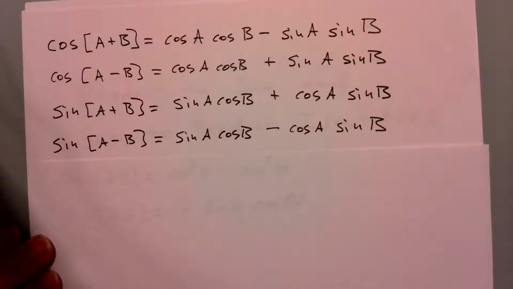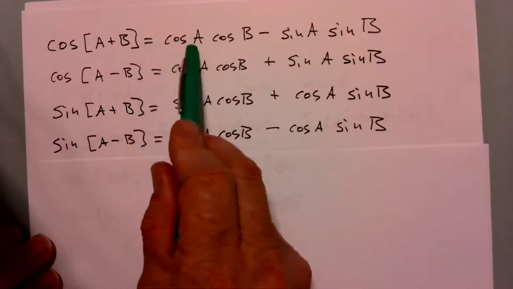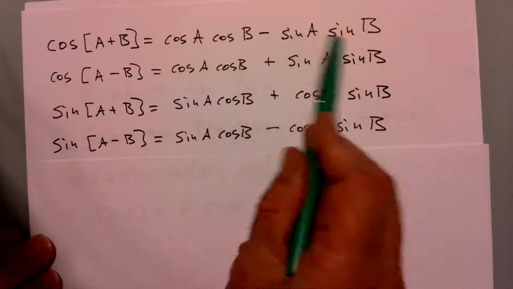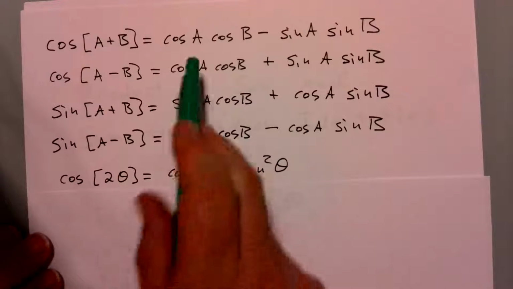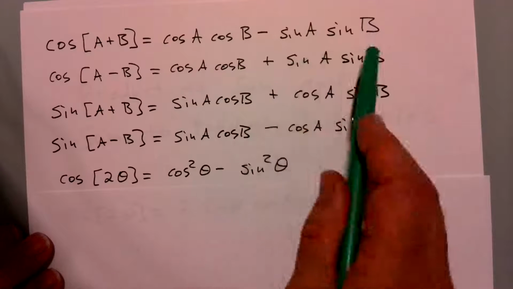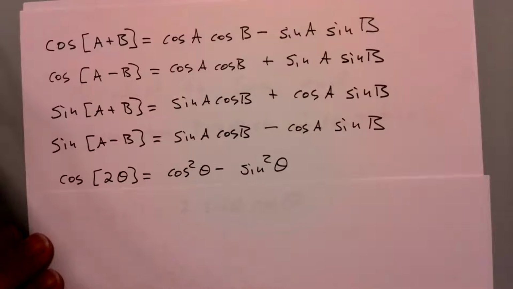Now, the first real use of these is to go with cos of 2 theta. Notice if A is theta and B is theta, then theta plus theta is 2 theta. Cos of 2 theta is cos squared theta minus sine squared theta. This is what I would like you to memorize for calculus for sure.